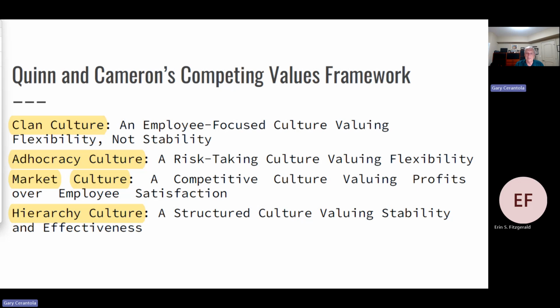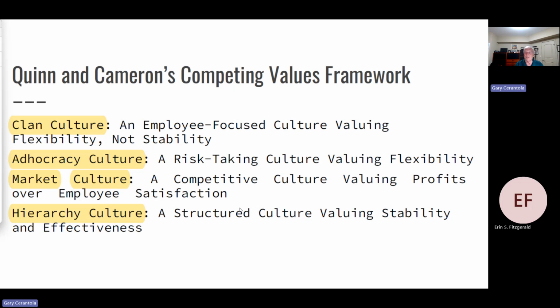A market culture, well, this is very, very competitive. If you take a look at companies like PepsiCo or whatever, it's absolutely cutthroat, low margin businesses in most cases. And responsiveness is really important. And profits, because of low margins, are really important. And that's valued over employee satisfaction. It's very stressful to work in a market culture.